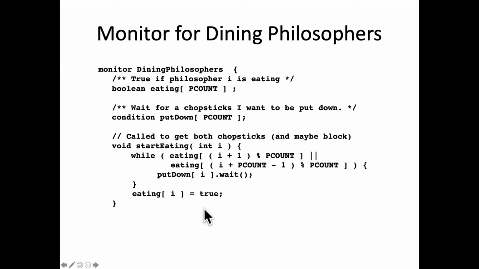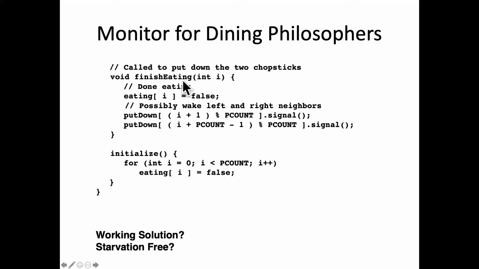Up here in the start eating, we look, and if we can get both of them, we go ahead and get them. If we can't, we wait for one of our neighbors to wake us up. And then the neighbor makes good on that. When they finish eating, they poke us by signaling on our condition variable and waking us up. I've made this point before, but I think this is a good place to make it. Notice here's why it's good that condition variables don't maintain a count. They're a little bit like semaphores, but if you release on a semaphore, it remembers that it was released, and then later someone can acquire on that.